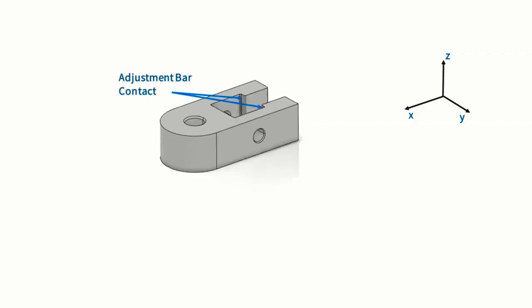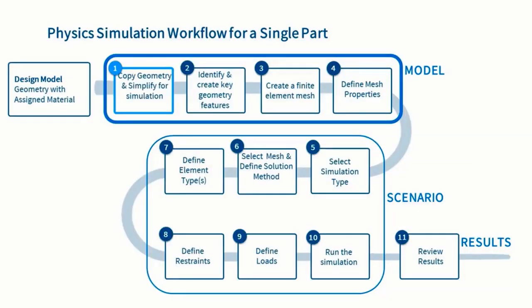We will replace the contact between the lug and the adjustment bar with a restraint in the X direction. We don't need to create any additional geometry to do this. But we will create a publication. Let's get started with step 1. We will create an abstraction shape.